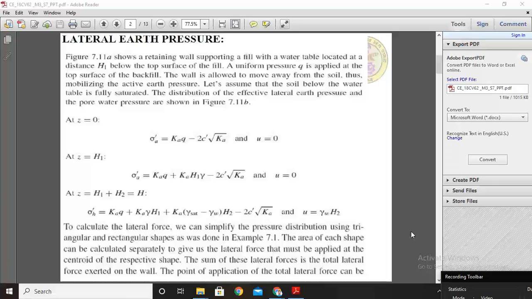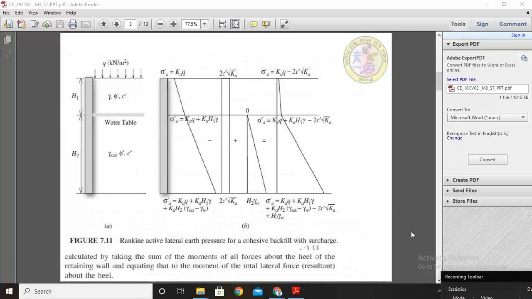The point of application of the total lateral force can be calculated by taking the sum of the moments of all forces about the heel of the retaining wall and equating that to the moment of the total lateral force about the heel. So we are getting the centroidal distance, similar to problem 7.1. So this is the explanation about how to determine the force.